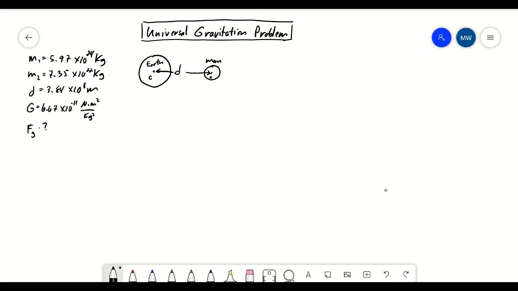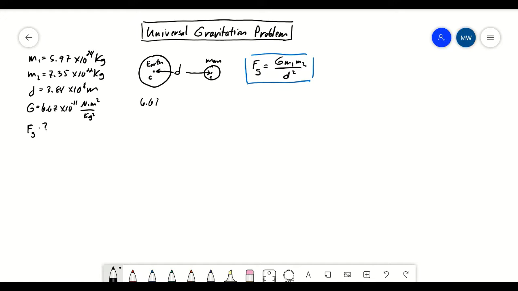So our equation for universal gravitation: Fg equals big G, m1, m2 divided by distance squared. So that's the equation that we're going to use. Now you can use a calculator to help, but we do need to have it set up correctly. So let's put all the numbers in first.